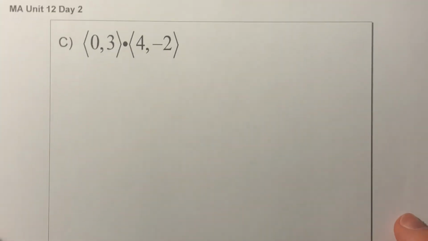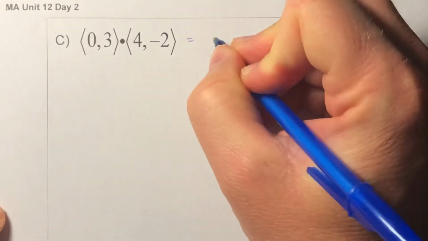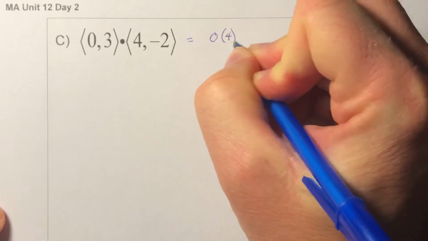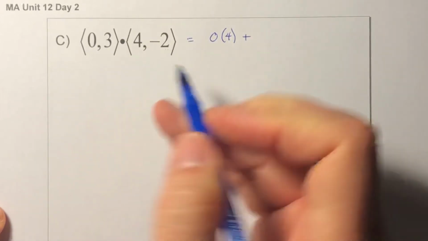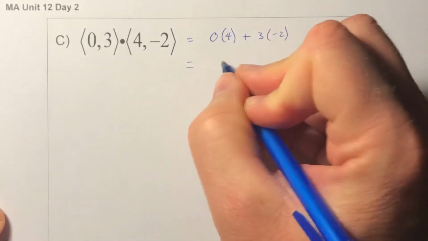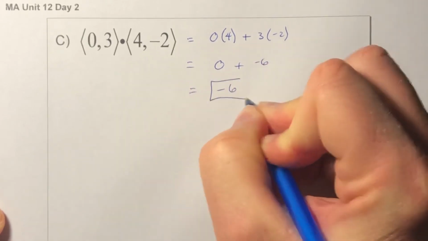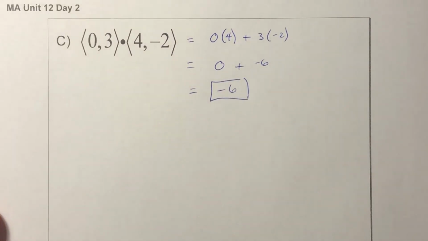Here's one more, find the dot product. Multiply the first guys, 0 times 4, plus 3 times -2. If we clean this up, we end up with -6. And that is how you find a dot product.